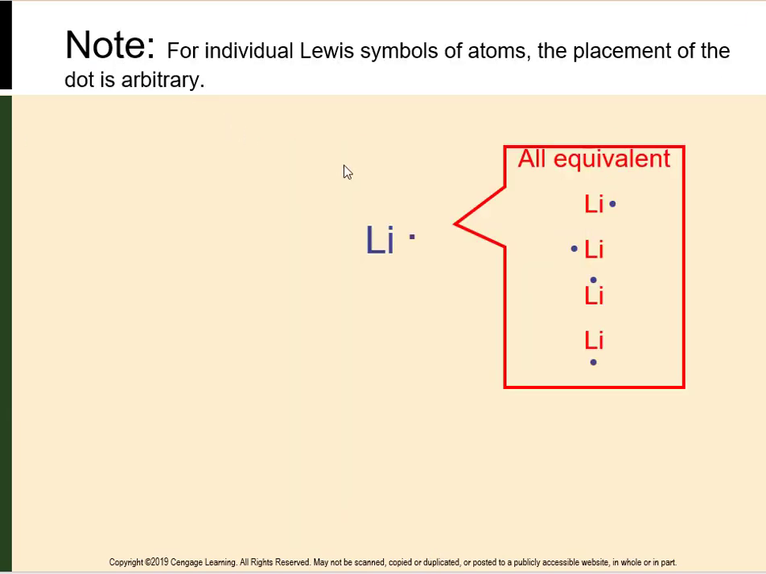For example, lithium. We know lithium is in the first group. Lithium's highest electron is 2s1. So it has one outermost electron. We know that. That's review. So we would have one dot. Now, it can be on the right, on the left, on the top, or on the bottom. Doesn't matter. They're all equivalent.